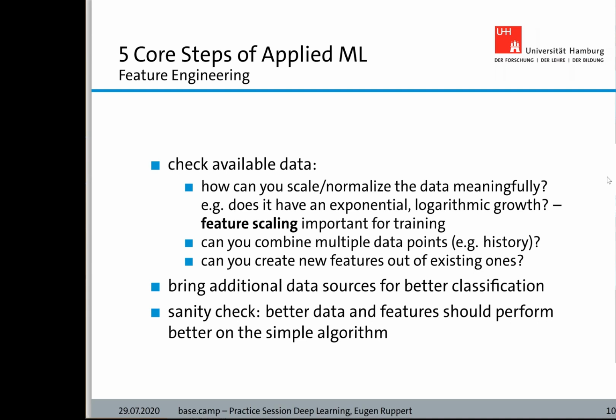You can also think of whether you can use some data from before. If you have some time series, maybe you can also use some data points from 5 steps before. Maybe they give you some interesting signal for your classifier. Or you can also combine several features to create new features that are maybe more meaningful than one feature in isolation. Another thing you can do there is to bring additional data sources for better classification.